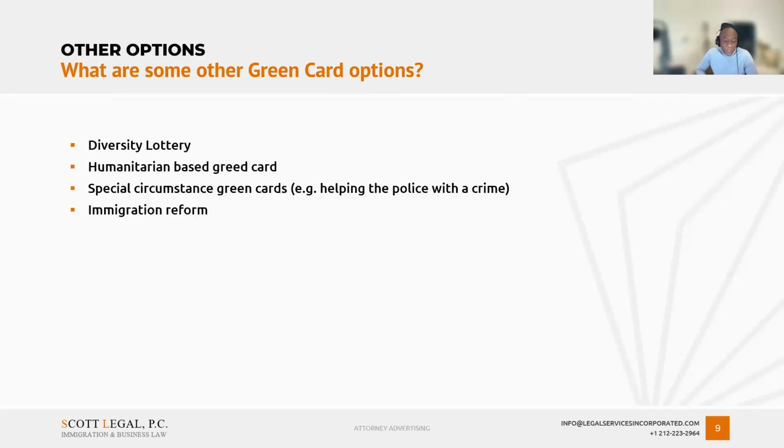There are some humanitarian-based green card options. So if you're a victim of domestic violence or you help the police solve a crime, those are both humanitarian. It's asylum. Those are all options for green cards. And then, of course, we do hope for immigration reform one day.